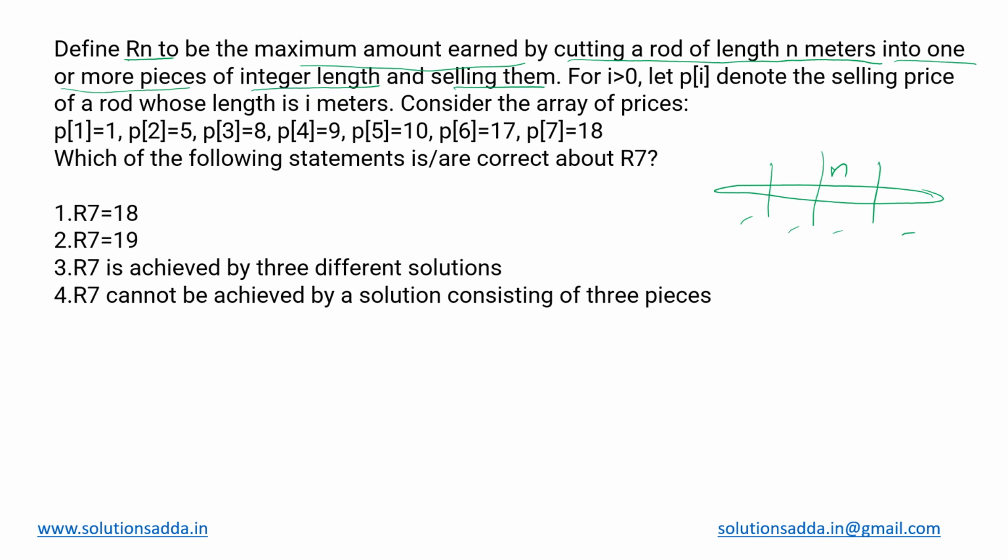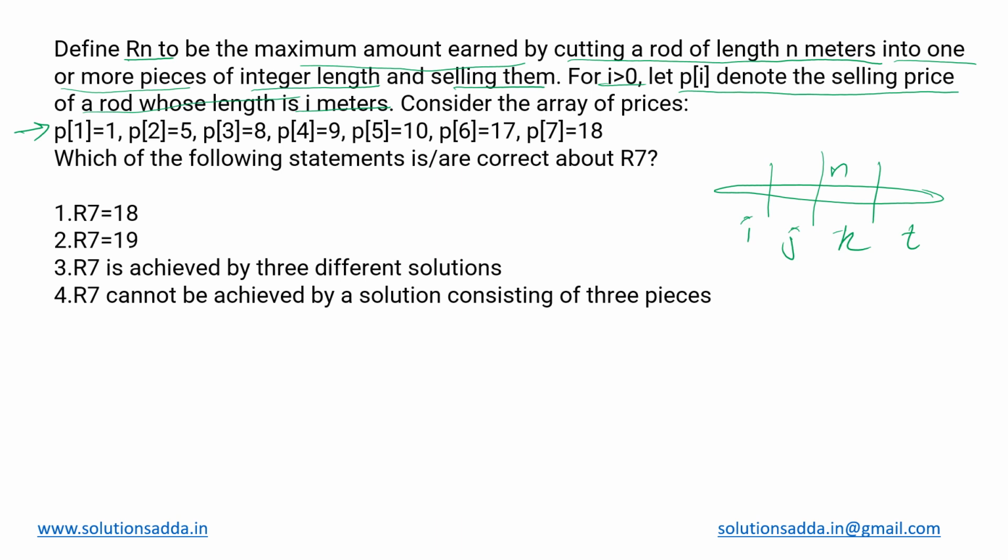So for I greater than 0, let P of I denote the selling price of a rod whose length is I meters. So if we are selling these individual pieces, let us say their lengths are I, J, K, L, all of them will be integers. We can sell those pieces individually, and the prices for selling these individual pieces has been given by this array of prices.